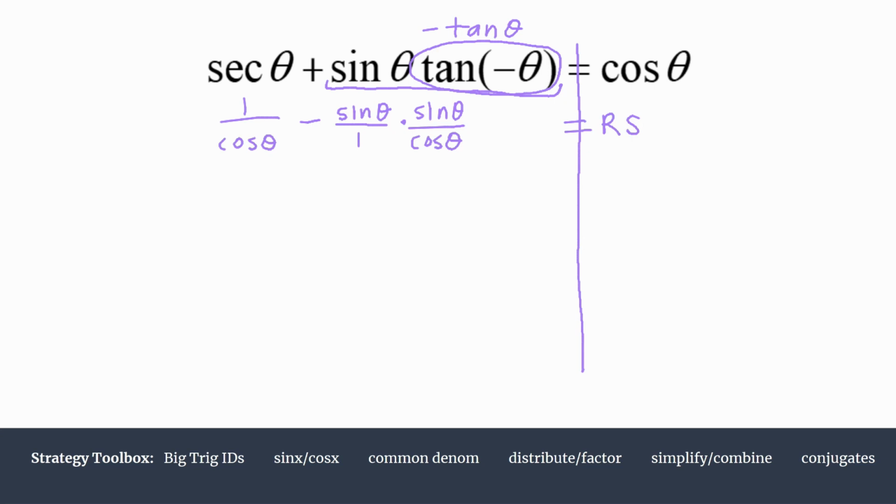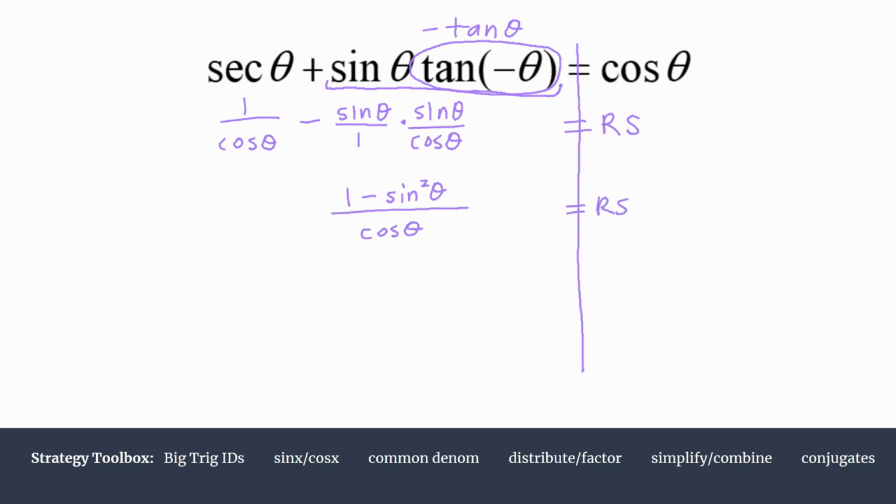All right, so now we're ready for our next step. We pause and assess and see that both of these terms have a denominator of cosine. So these are actually like terms, they have like denominators. And so we can rewrite this as a single term. And we'll do a little bit of simplifying in this step as well. We'll have in the numerator 1 minus sine times sine is sine squared. And that's all going to be over cosine theta equal to our right side.